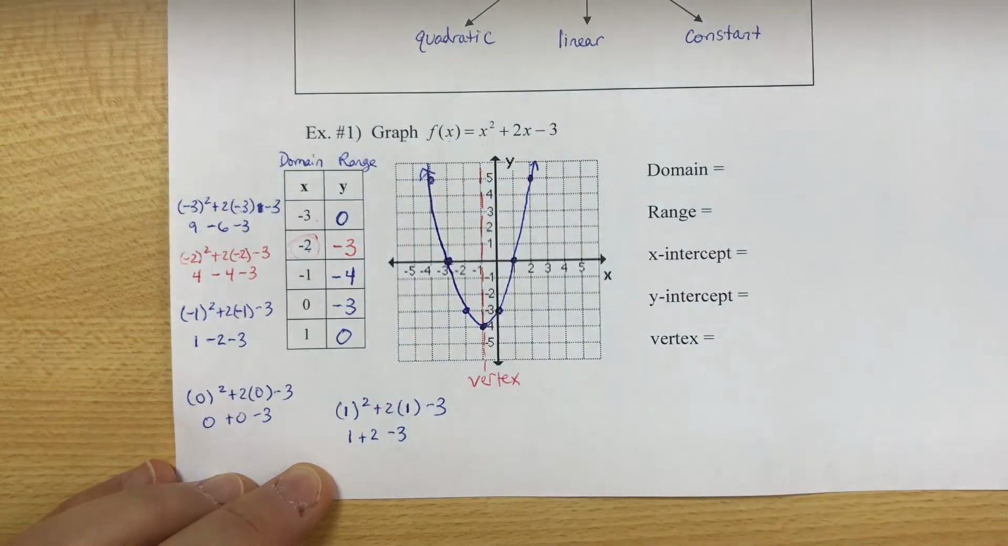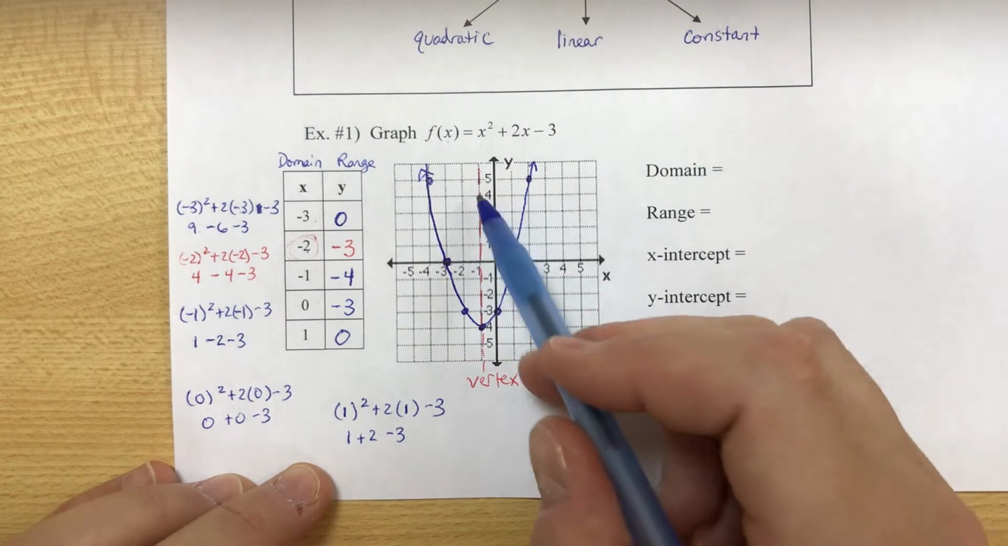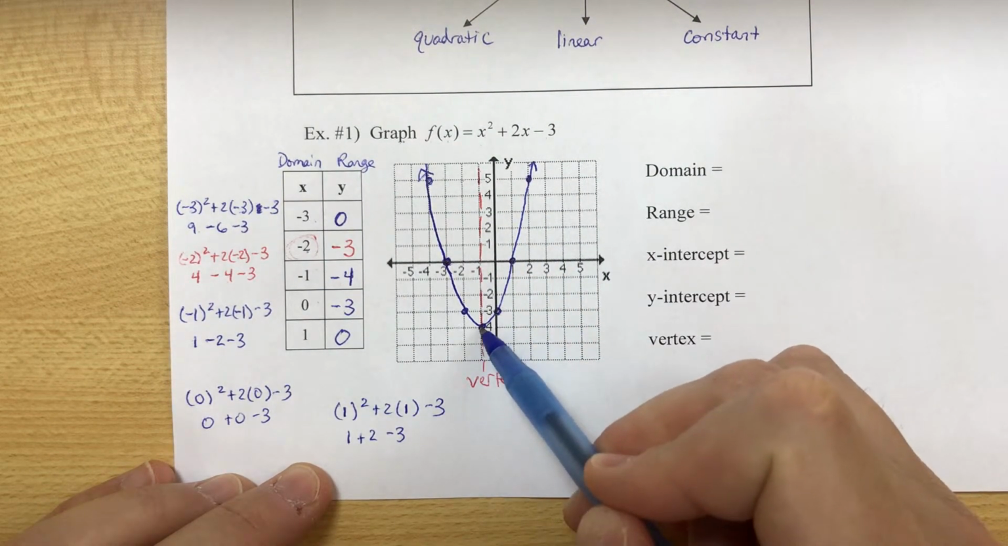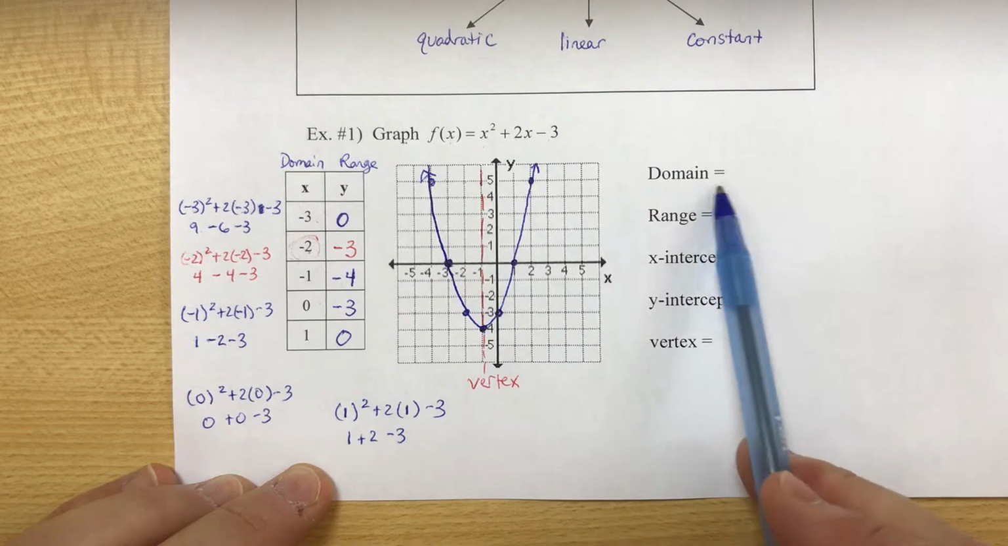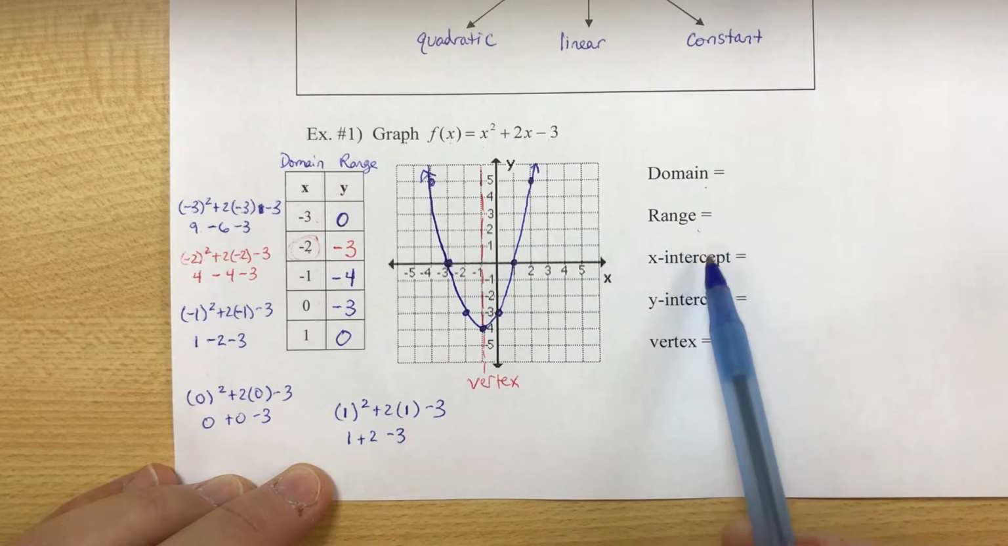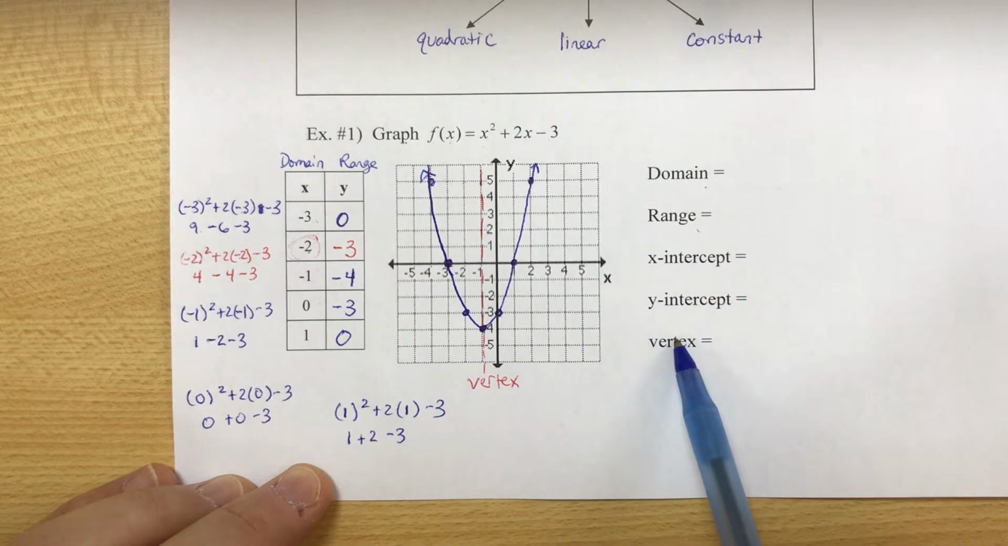Okay, so you can also get points if you know the line of symmetry, the axis of symmetry where the vertex is, you can get more points if you need it. All right, so here's our shape here. Now let's talk domain, range, intercepts, vertex.